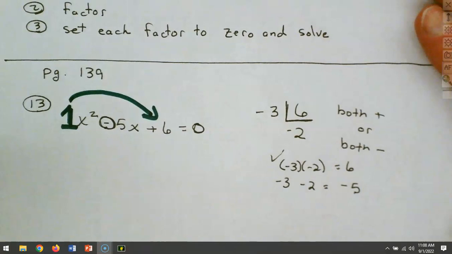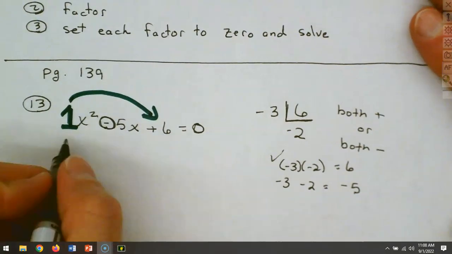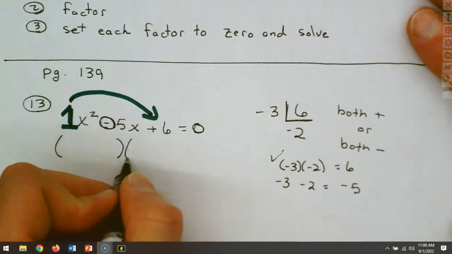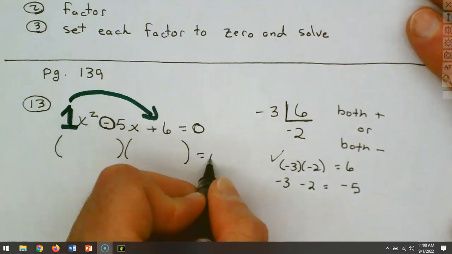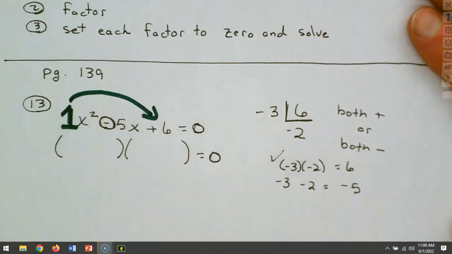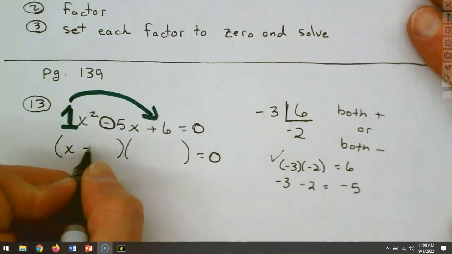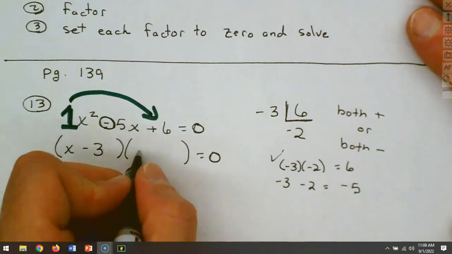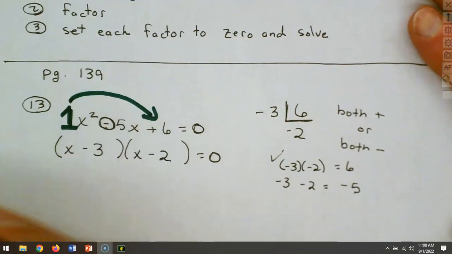Now, on these, when there's a 1 out in front, you can jump directly to your factors. And so this factors directly down into x minus 3, x minus 2.